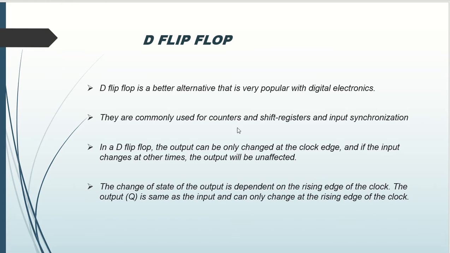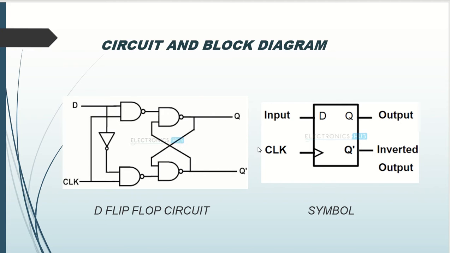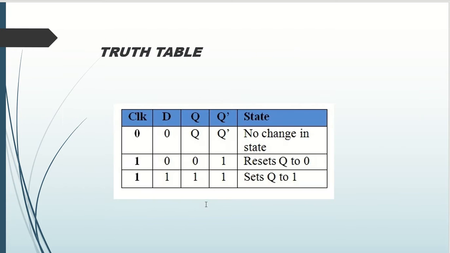So, delay flip-flop. Let's see circuit and block diagram for D flip-flop. To design the D flip-flop, put one NOT gate in between a JK flip-flop here. The symbol for D flip-flop is here. Truth table for D flip-flop: if D is 0, the output is also 0. If D is 1, the output is also 1.